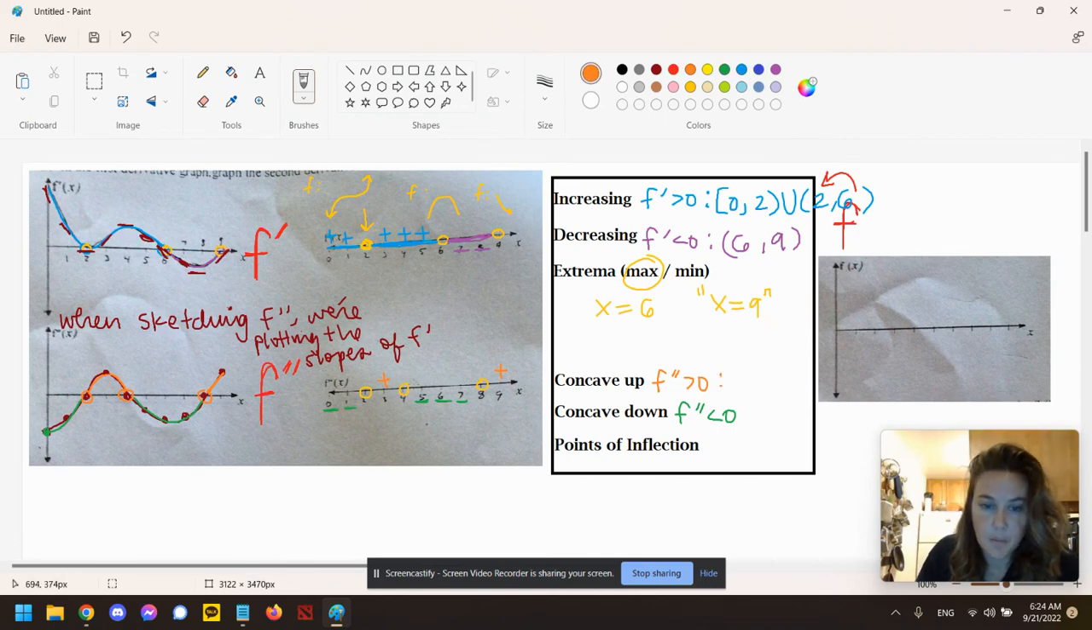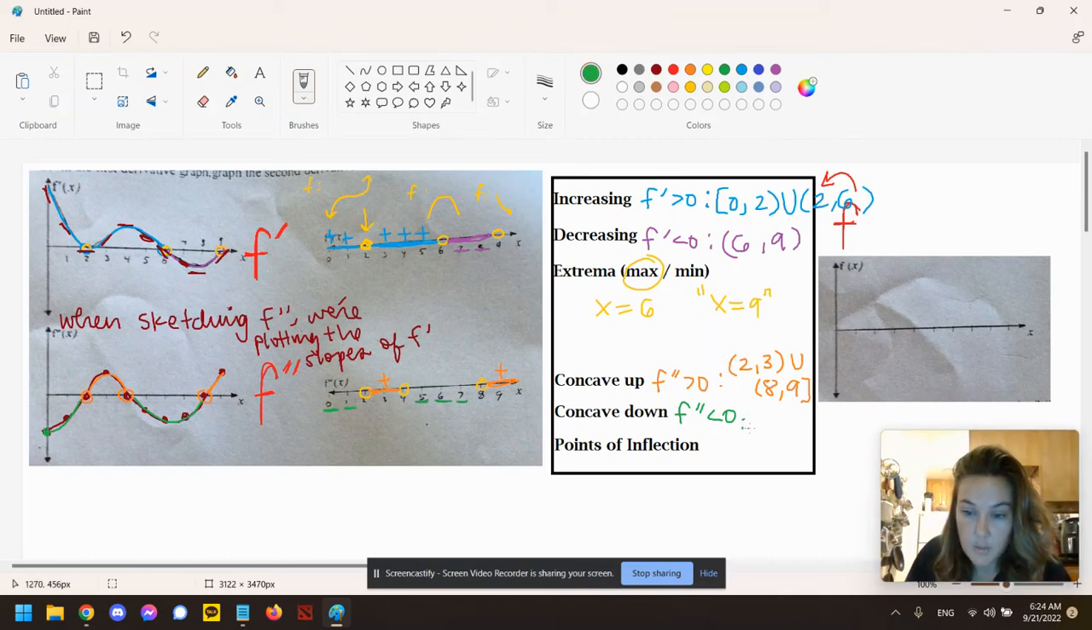For concave up, where is it orange? It's orange between 2 and 3 and after 8. So between 2 and 3 and after 8. And then where is it concave down? Where is the second derivative negative? We've got from 0 to 2, and then also from 4 to 8, again, between 4 and 8.